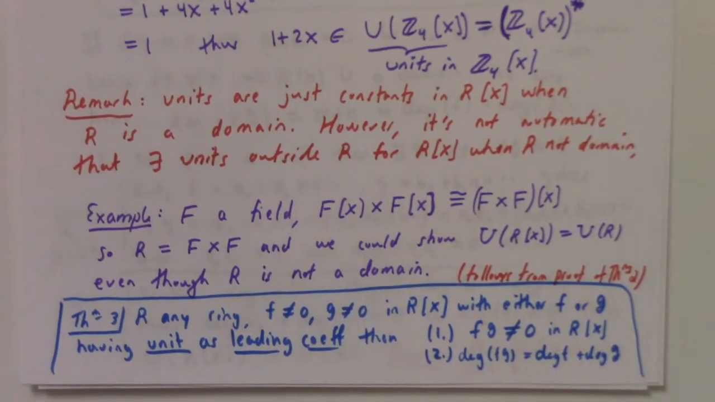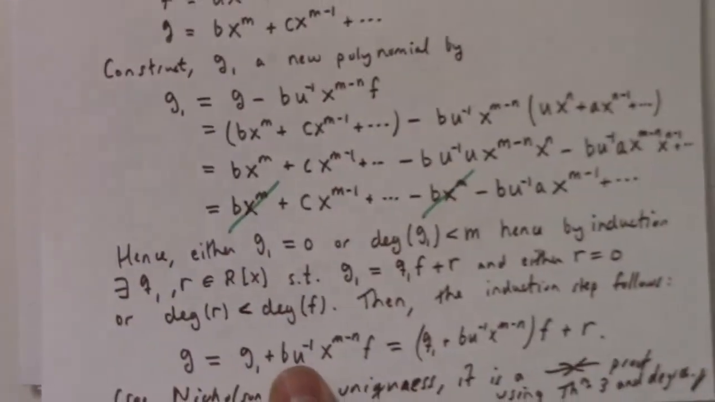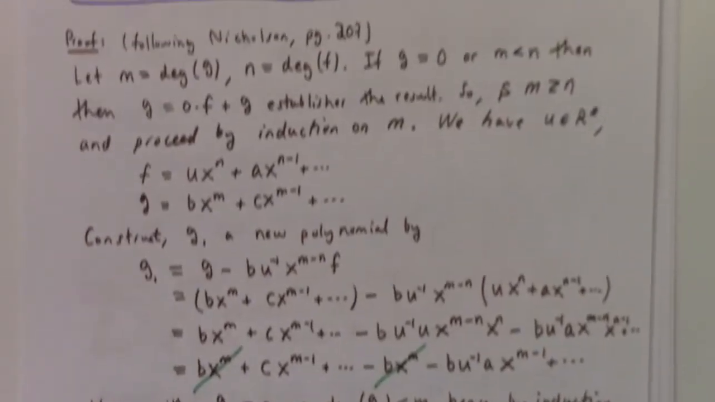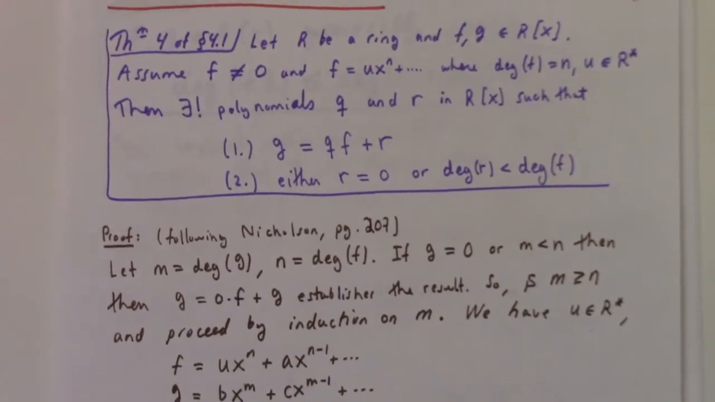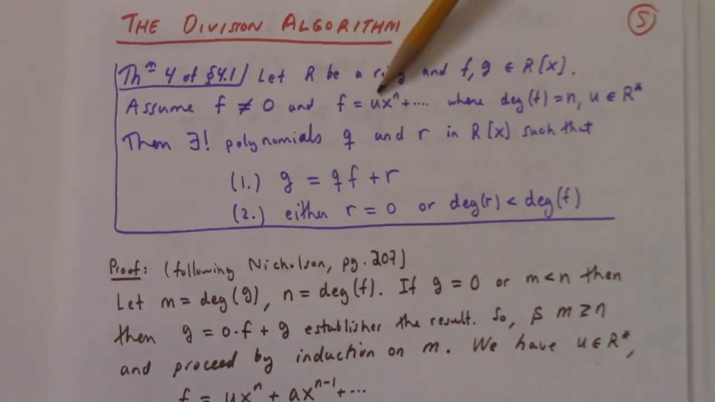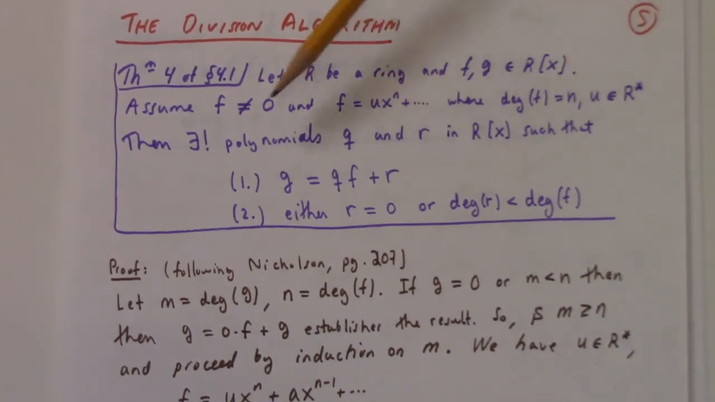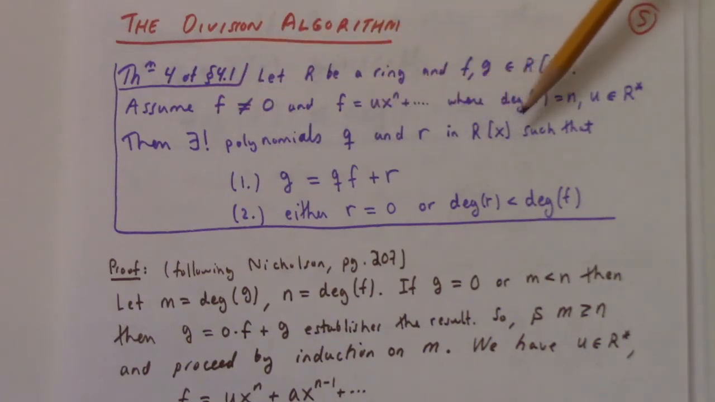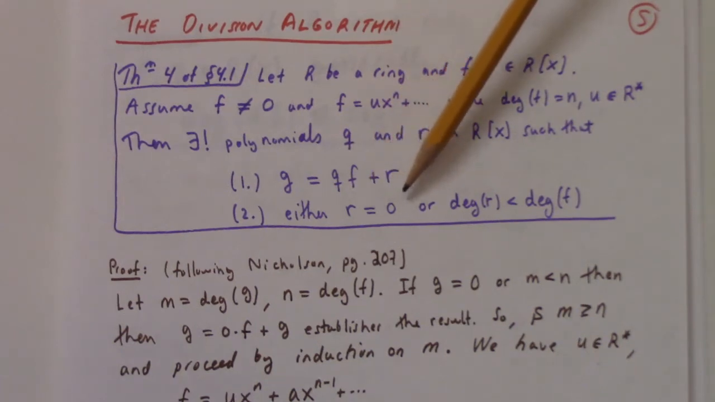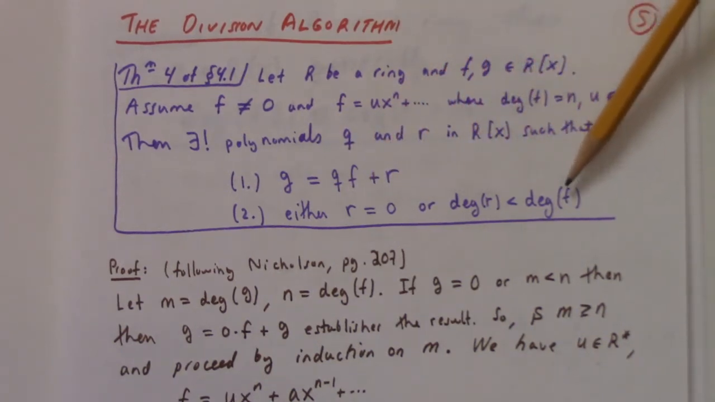Enough about that. Here's the division algorithm, which I stated last time, and I'll really sketch some of the proof here. The proof is actually kind of neat. It's worth a minute. So R is a ring, f and g polynomials, f non-zero, with a leading coefficient of a unit. Suppose the degree of f is n, and again u is a unit. Then there exist unique polynomials q and r, such that g is equal to qf plus r, and either r is 0 or the degree of r is strictly less than the degree of f.